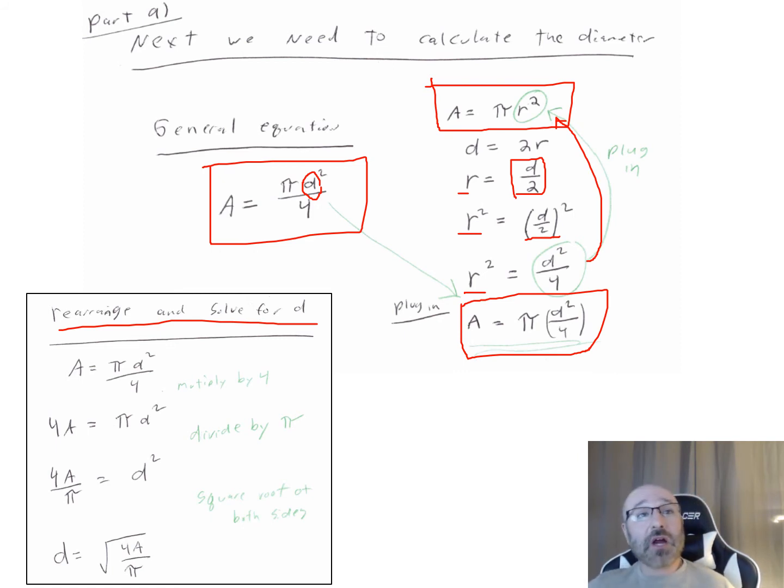So I have here area is equal to pi d squared over 4 right there, that came from up above here. So all I've done is written this down here.